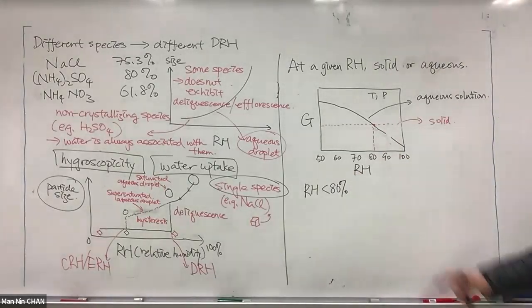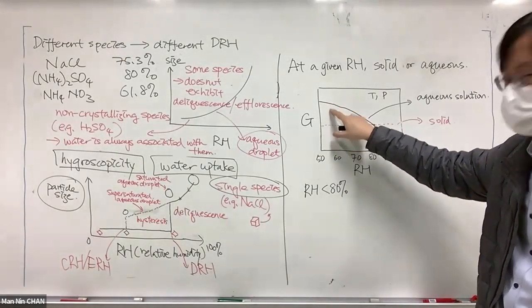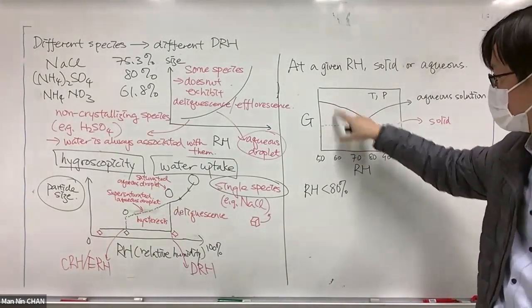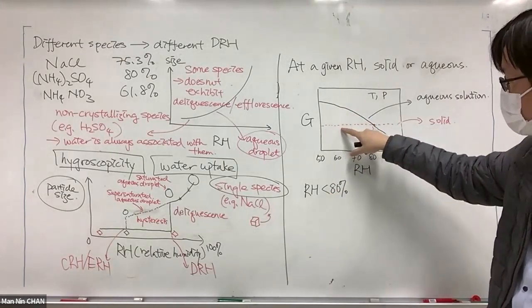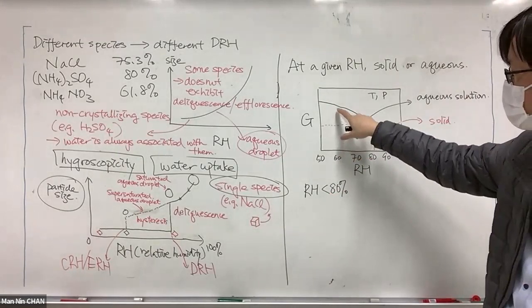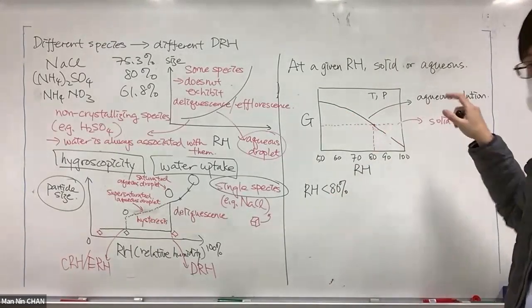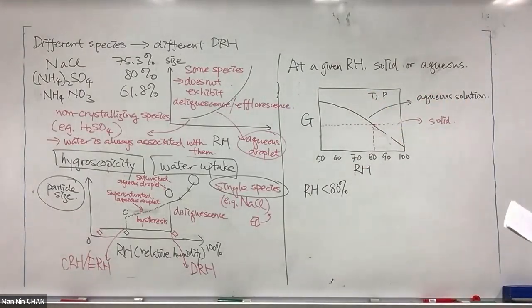If you look at the system, the Gibbs free energy of your solid is lower than the Gibbs free energy of your aqueous solution. You see here, at RH below 80%, the Gibbs free energy of the solid will be lower than the Gibbs free energy of the corresponding aqueous solution at that different RH.